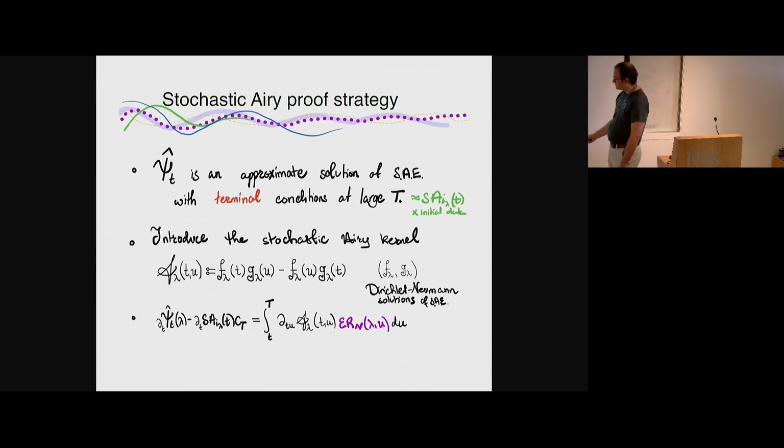But what we have to establish is some kind of boundedness of this. So if you know some kind of boundedness of this stochastic Airy kernel, the limit object, then you can show that approximate solutions are close to the true solution. And so the whole problem, in a sense, is to get good estimates on this in various regions.